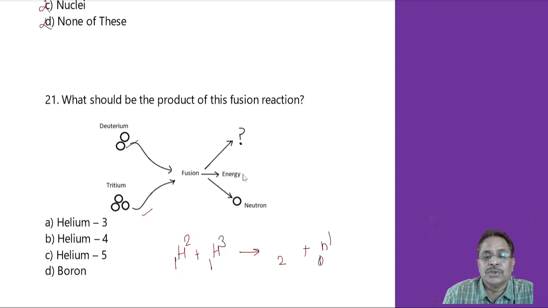Already 1 is there, so this will be 4. And we know that the element having 2 protons and 4 nucleons is nothing but helium. So in this case, this is the element which will be generated in the process, and therefore helium-4. B is the correct option for question number 21.